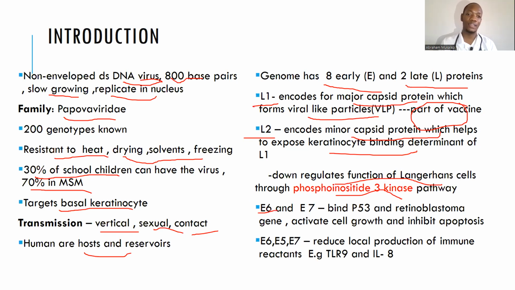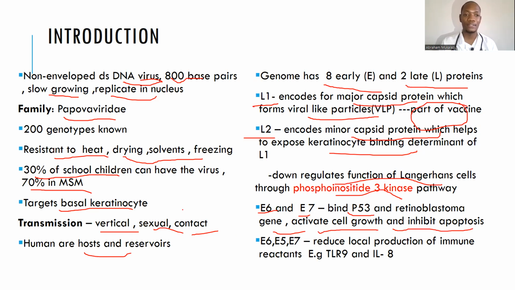And then the other proteins, E6 and E7, are very key because they bind to the P53 and the retinoblastoma genes. When you block P53, that means that you have now acquired immortality. When you block these genes, these viruses are able to promote cell growth, but at the same time they prevent these cells from triggering apoptosis.